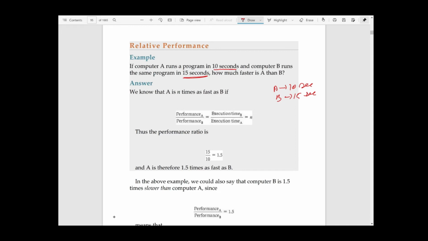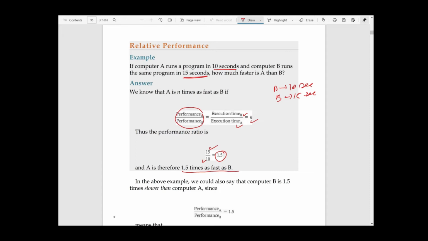So for this you can use this equation, performance A by performance B. Performance A by performance B is reversed, because performance and execution time are inverse. So performance A by performance B means execution time of B by execution time of A. Execution time of B is 15, execution time of A is 10, which is 1.5. So A is 1.5 times faster than B, or you can say that B is 1.5 times slower than A.